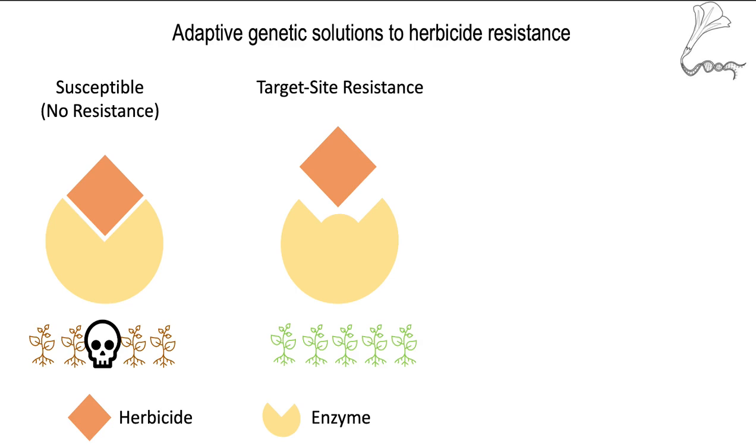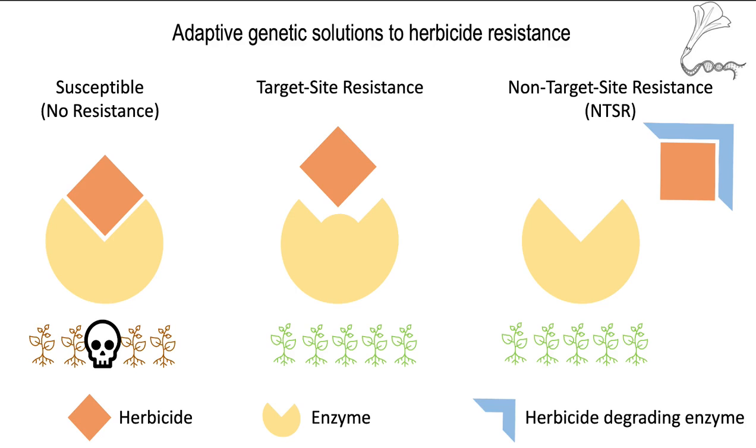This is commonly known as the target site resistance. In the next scenario, we have a mutation that does not occur in the enzyme but elsewhere in the genome, such that the herbicide is no longer available to bind to the enzyme. So, for example, let's say we have an enzyme in the cell that would degrade the herbicide, such that the herbicide can no longer bind or attack the enzyme and the plant thus survives and is resistant. This is commonly known as non-target site resistance, and from here on, this is referred to as NTSR.